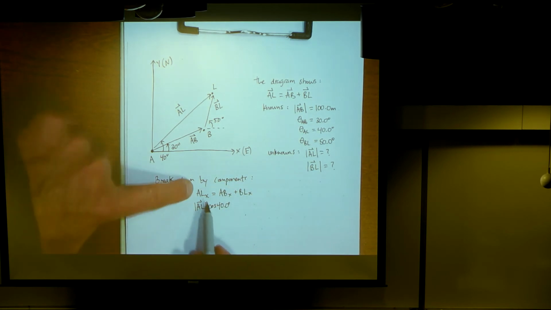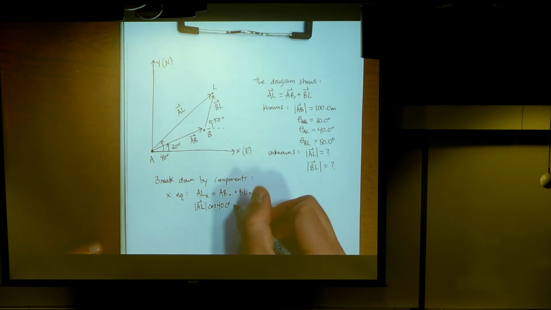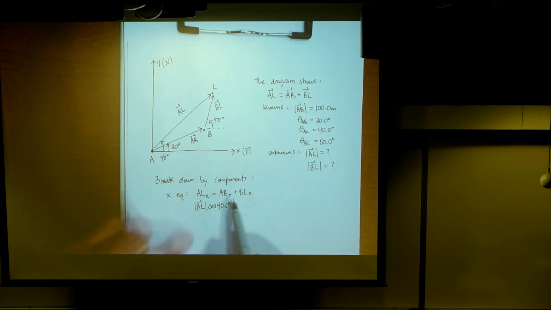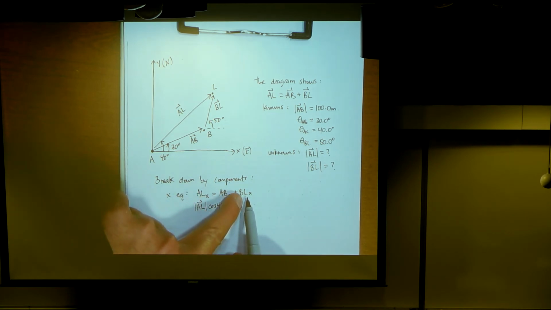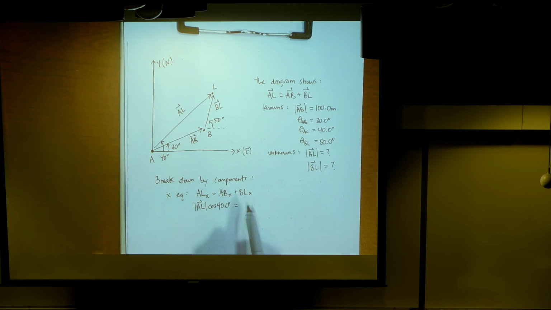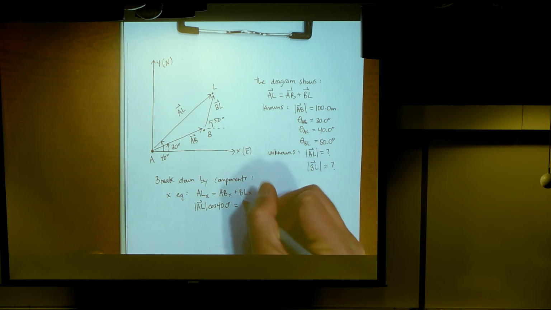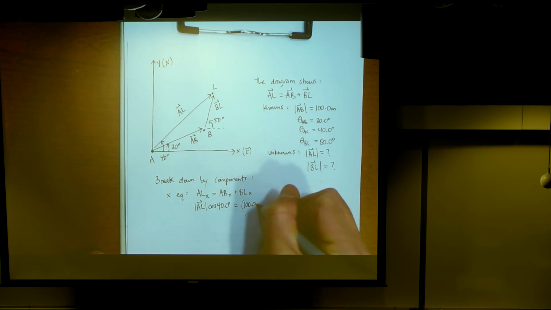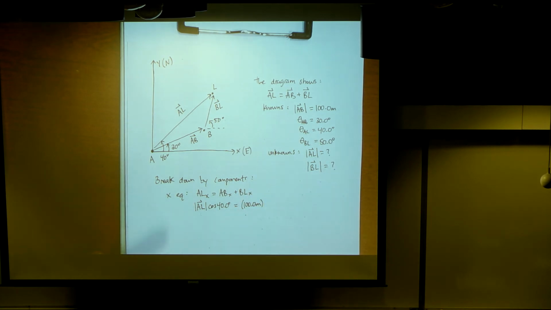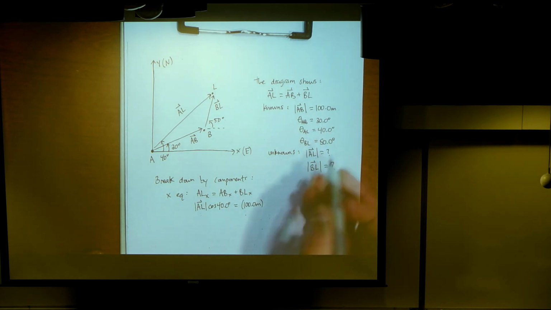Okay? So that's just this side of the equation. But that should equal ABX plus BLX. So in other words, I'm going to write down the x component of each one of these also. For the x component of AB, I would be taking the magnitude, which is actually 100 meters. So we know that, so I'm going to insert an actual number there. And then cosine of this angle, which is 30 degrees.